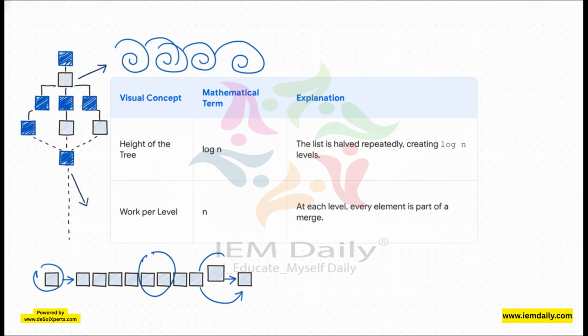So we can break down its total speed into 2 parts. First, how many levels are there in our tree? Well, since we keep halving the list, the number of levels is what we call the logarithm of n, or log n. With 8 items, we had to split it 3 times to get down to 1. Well, log base 2 of 8 is 3. It checks out.